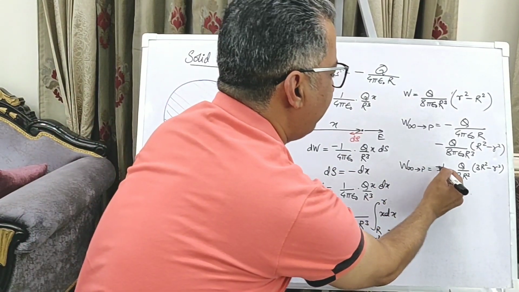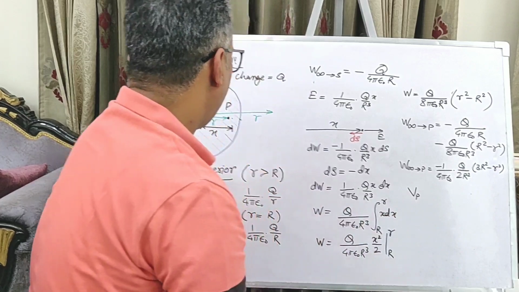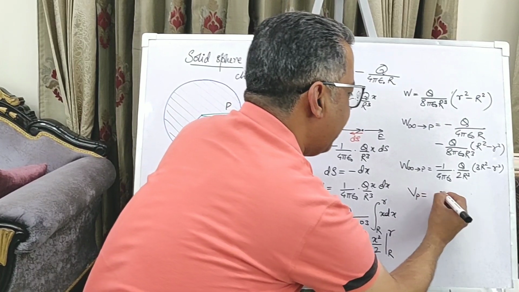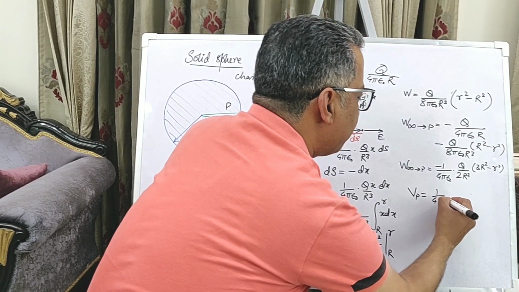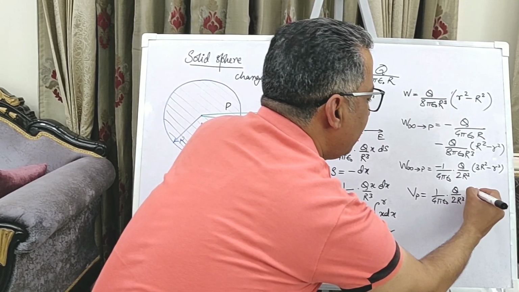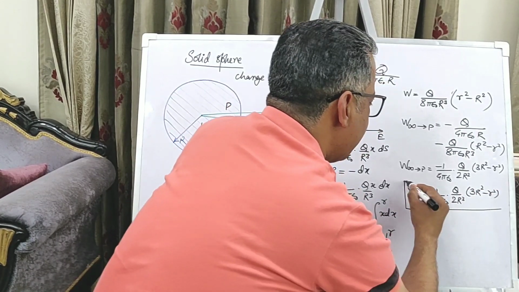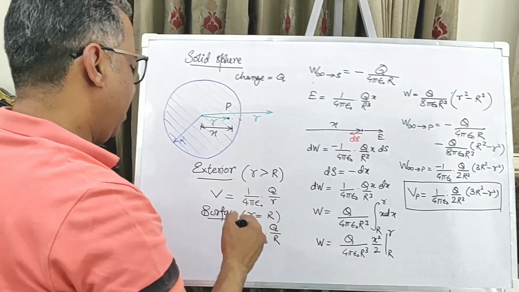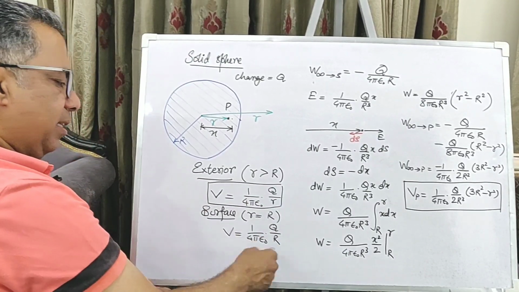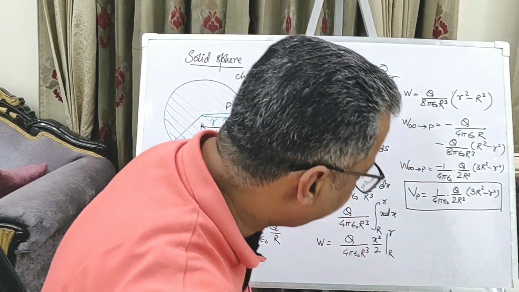So negative of this, of course, is the work done, and therefore the potential at point P inside the sphere becomes the negative of this work, equal to 1 by 4 pi epsilon naught q by 2R cube into 3R square minus small r square. That's the formula for potential inside the solid sphere. Outside it, this was the formula, and that's the formula for the surface.